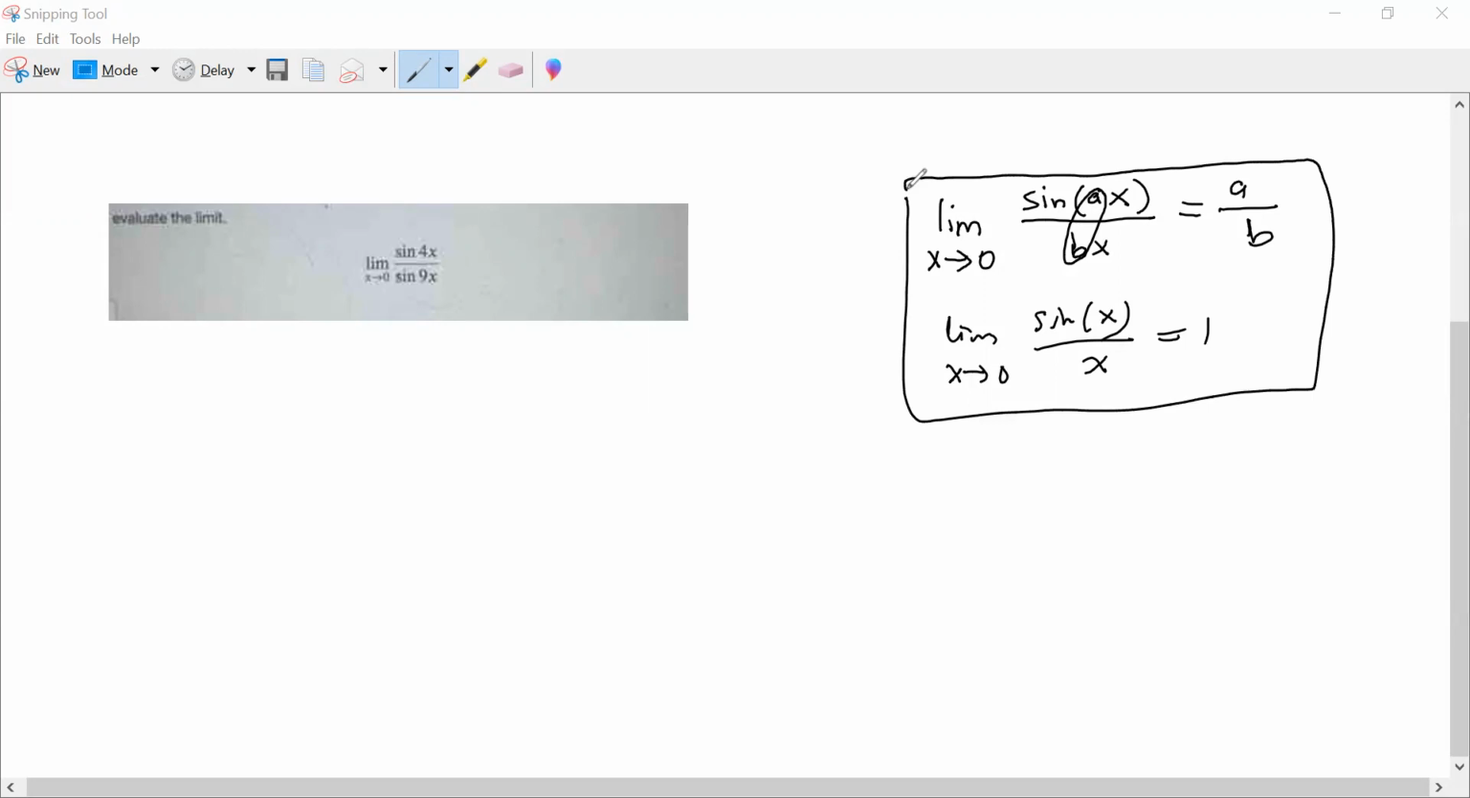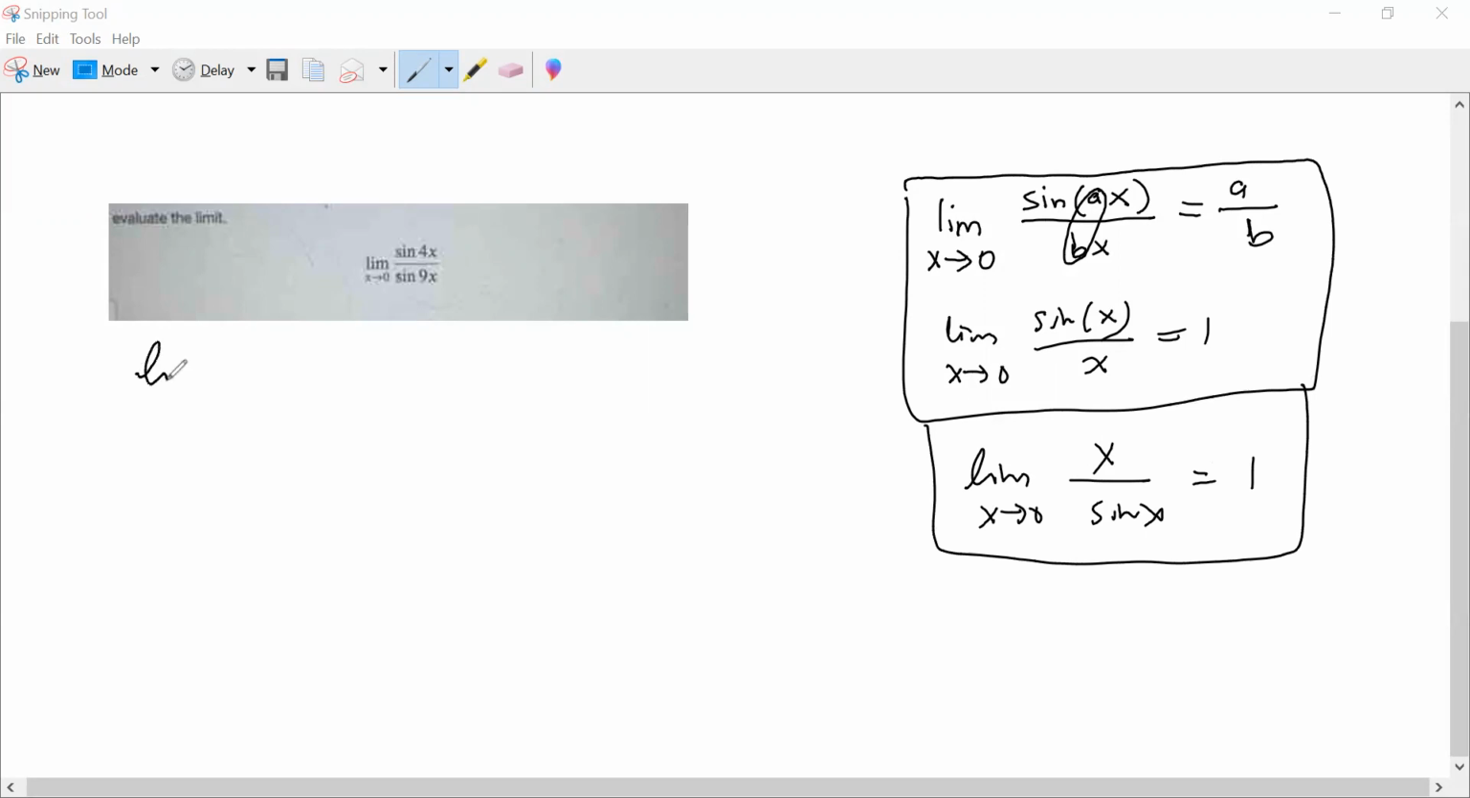Okay, and also, if x is on top and sine x is on the bottom, that's still going to be 1. This is still 1. Let's just put this aside, and then see how we can manipulate this. So the limit, well, first of all, when you put 0 there, it's going to be sine 0 over sine 0, which is 0 over 0.